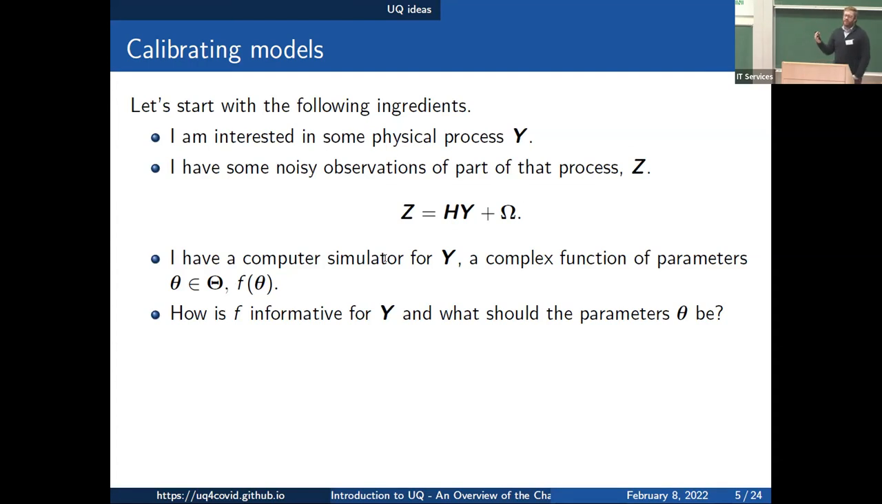And the big questions are, well, how informative is the model for truth? And what should the parameters of the model be? Now, UQ has made at least two, but the two big contributions in this area are, one, model discrepancy and how one calibrates models under model discrepancy. That'll be the next slide. And the second is emulation. So how do you deal with expensive models?